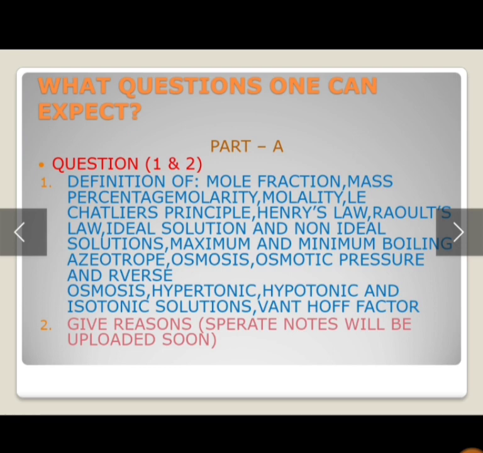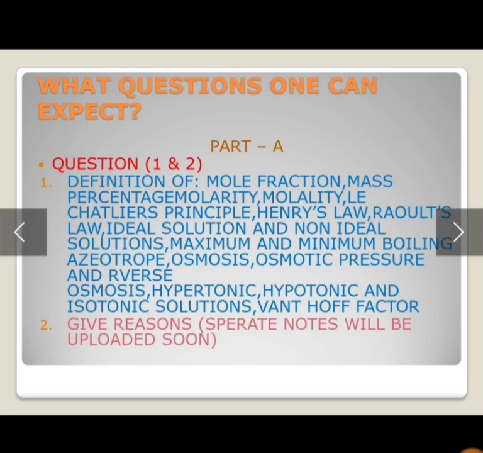Next comes Le-Chatelier principle. They would be asking pressure, or they would be asking the inverse proportionality. Is it directly proportional? What would be the changes if temperature increased? Such kind of relations. Or else they would be asking the Raoult's law and Henry's law. Next to that will be ideal and non-ideal solutions. Maximum and minimum boiling azeotrope.